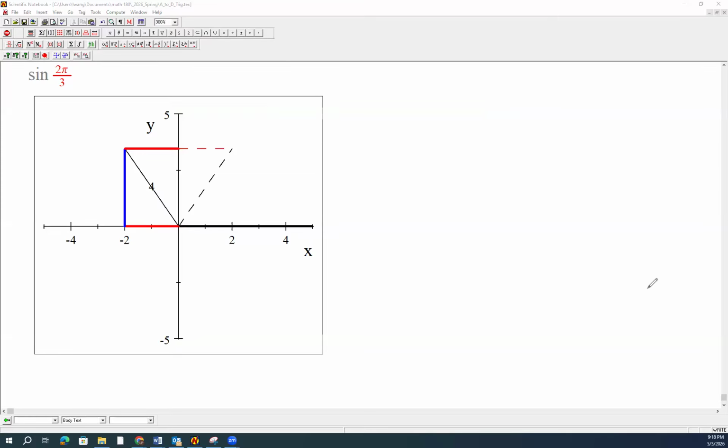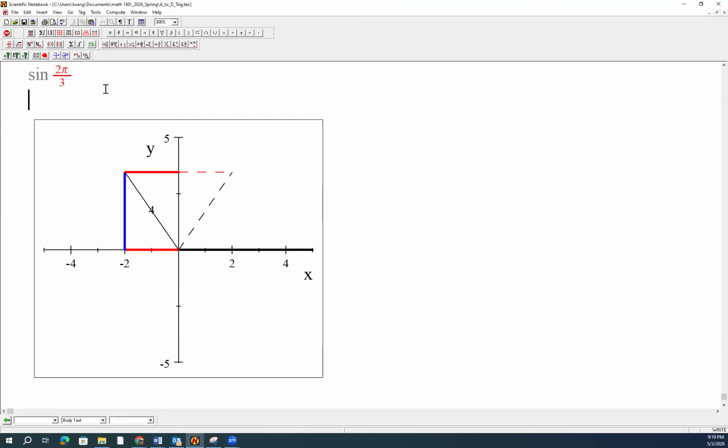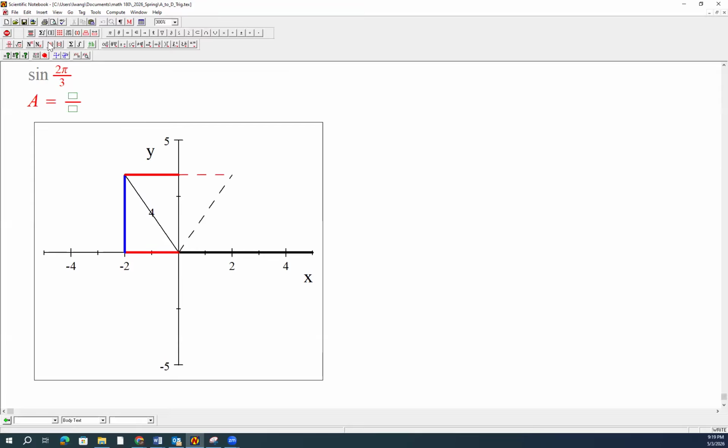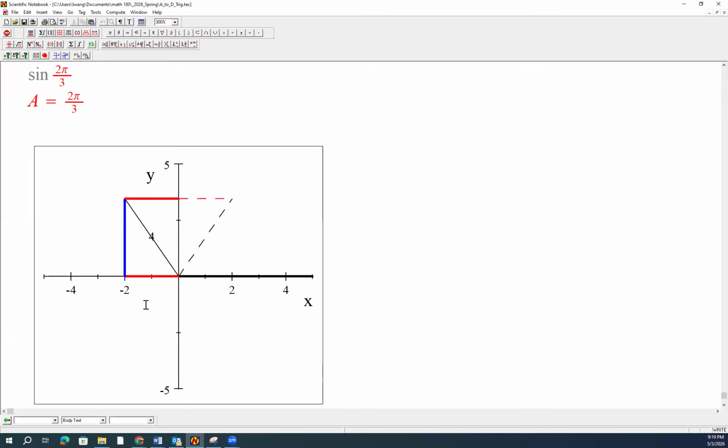So we got this is 120 degrees or 2 pi over 3. And for the terminal, I choose a length of 4, so r equals 4. So we got the angle. The angle is 2 pi over 3. It's a positive angle, so it's counterclockwise. We got the terminal, red and blue.